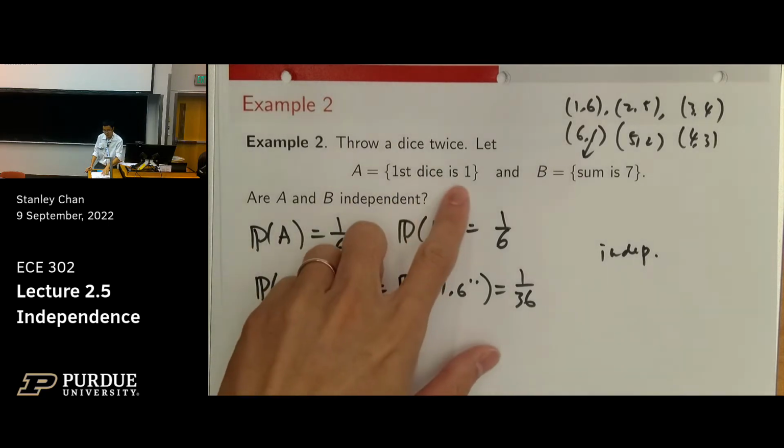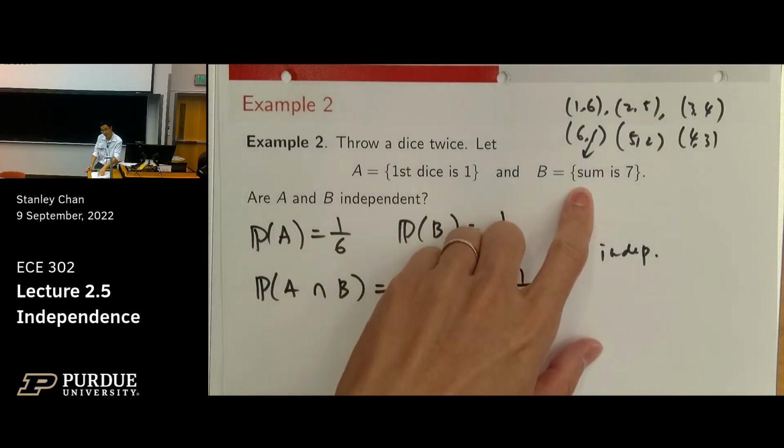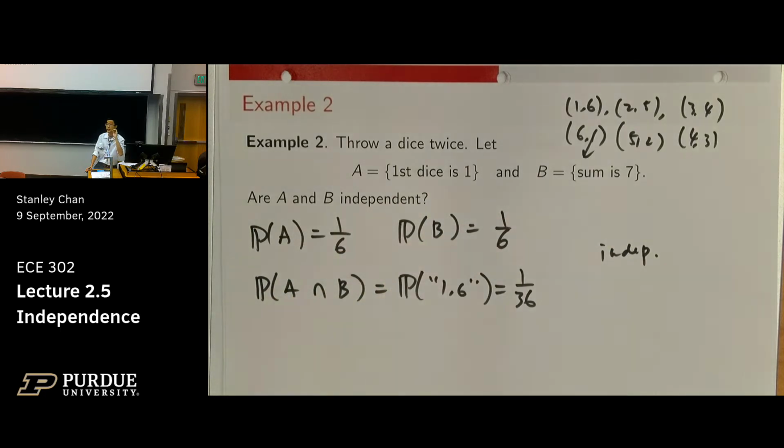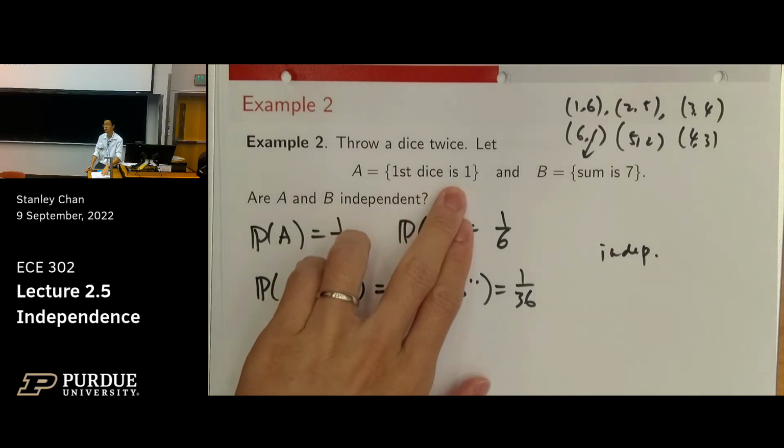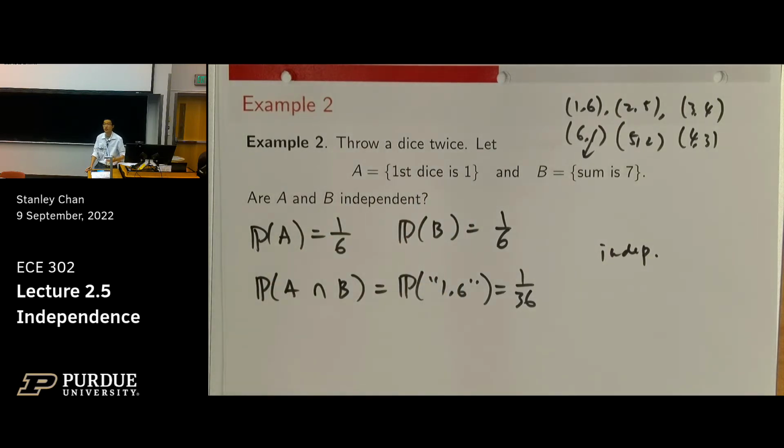I give you this first dice equals to 1. The second one is sum equals to 7. Let's change the numbers. How about we change this first dice equals to 2, or first dice equals to 3 or 4? Will this conclusion be changed? No. Okay, it will still be the same.